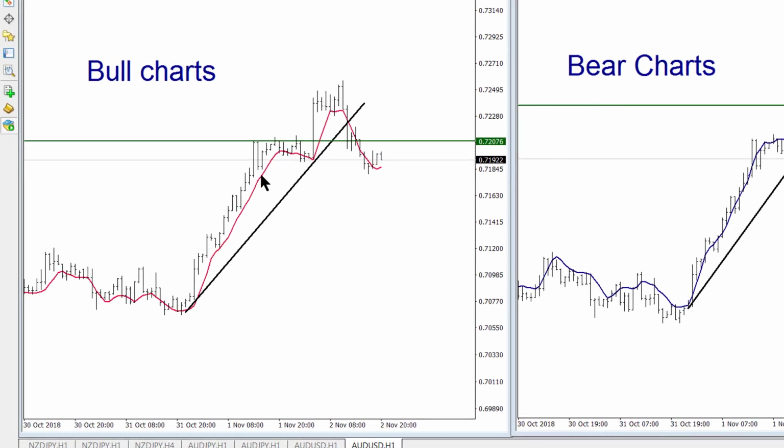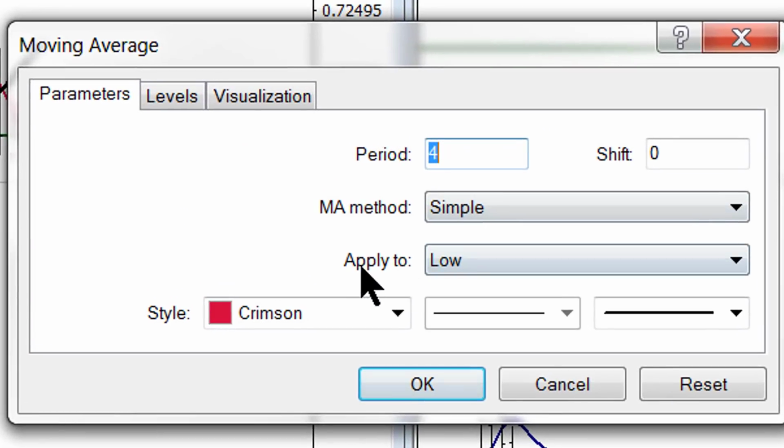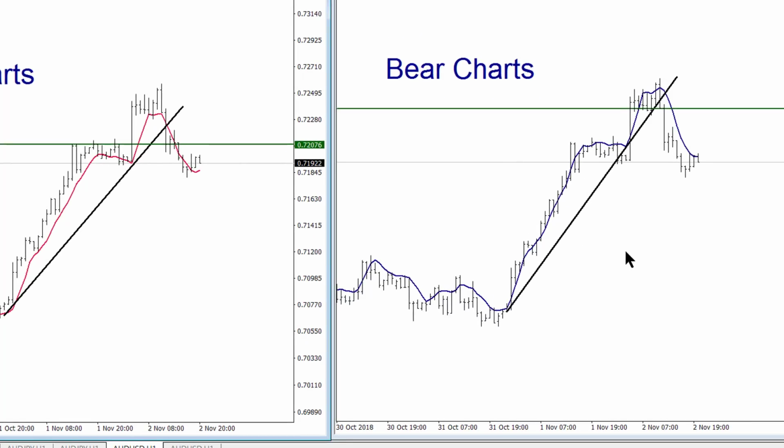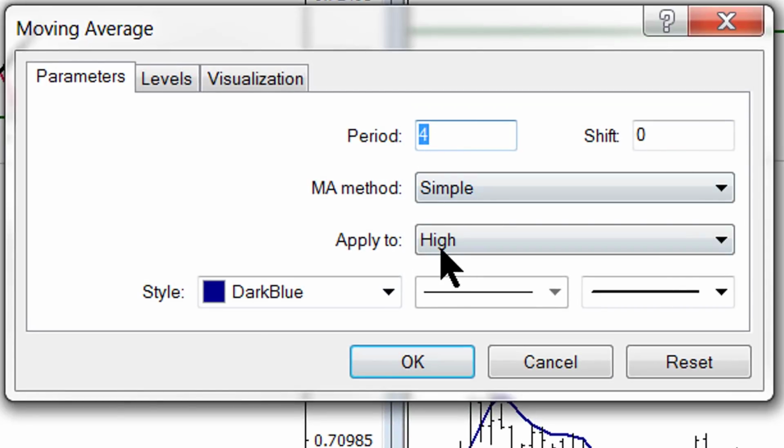What we do is use a moving average, and I'm using a moving average of 4, based on the simple low of the candle. So this chart has a moving average based on the low of the candles. These are hourly charts, but you can apply it to any chart you wish. And these ones are also 4 MAs, but they are applied to the high of the candles.